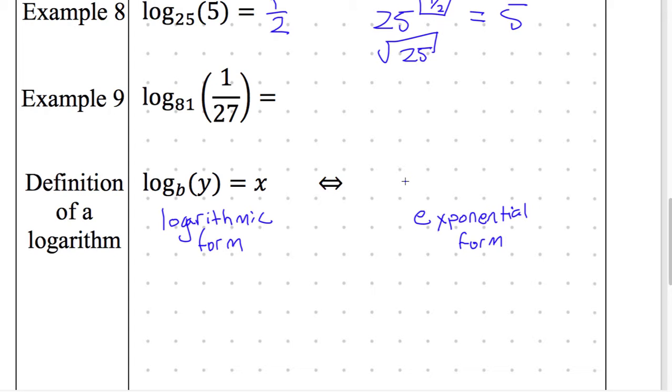Yes, I'm going to rewrite what Fiona's writing. B to what power? B to what power? We don't know what that power is, y. But we do know the answer. The answer was x, right? So b is to the power of x, exactly.